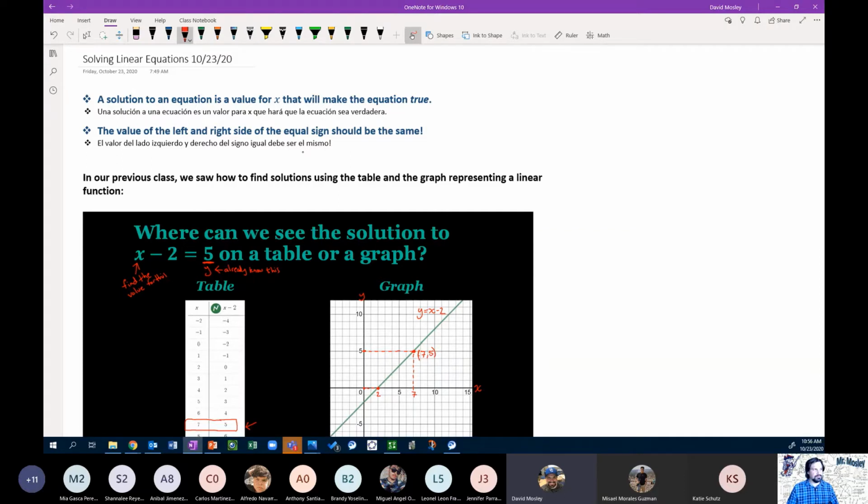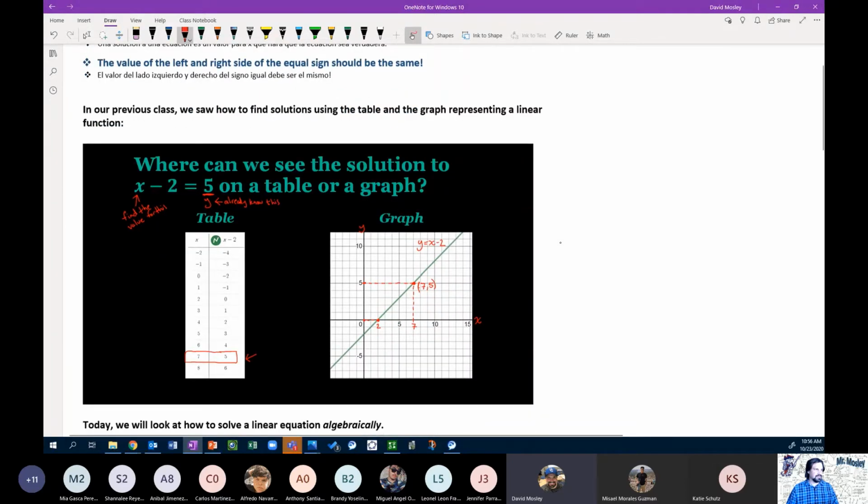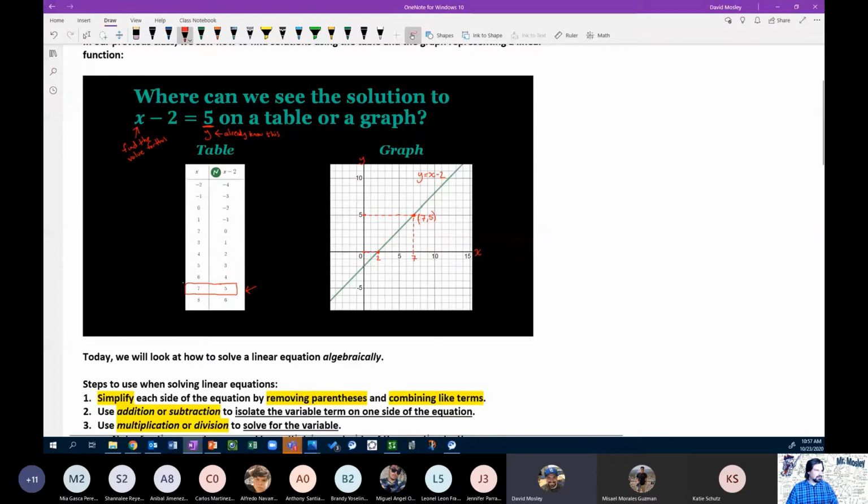Okay. In our last class, we saw how to find solutions using the table and the graph representing a linear function. This is from our last class. Right, we looked at the equation x minus 2 equals 5. On the table, we see the solution in the box here. And we see that x minus 2 equals 5, where x equals 7. So x equals 7 is the solution.